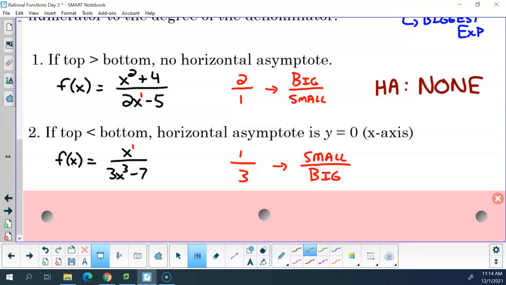Small over a big case. If that's the case, then y equals 0 is our horizontal asymptote, which is just the x-axis. You had a lot of those yesterday. That's going to be your most common one. Your most common horizontal asymptote is going to be this case number 2, the x-axis.